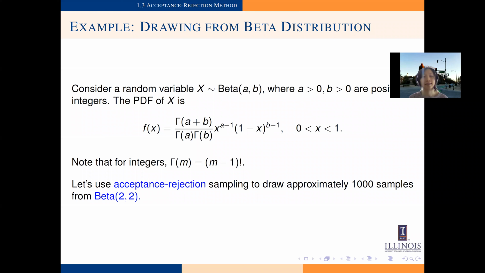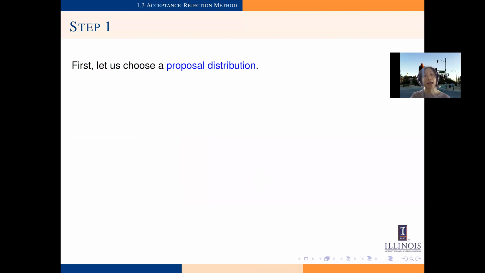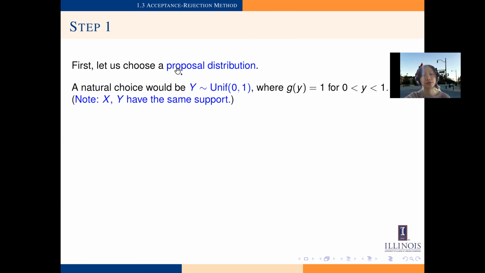So let's try to use acceptance rejection sampling to draw approximately 1,000 samples from the beta(2, 2) distribution. In other words, A equals 2 and B also equals 2. As a first step, let's try to find a proposal distribution. Let's recall that we wanted the proposal distribution's support to at least contain the support of the original distribution. The support for x on the beta distribution is between 0 and 1. So a natural choice for the proposal distribution will be the uniform 0-1 distribution.